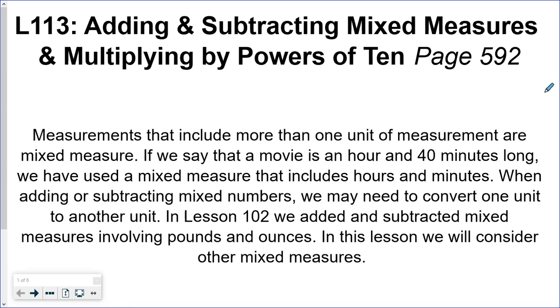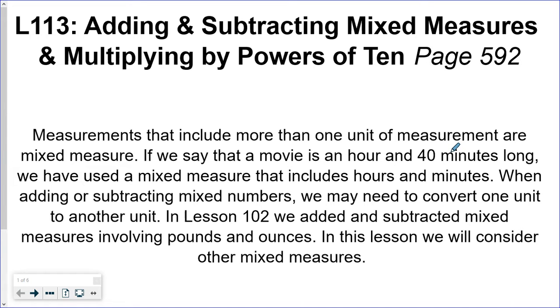Now, as we introduce this lesson, we're going to talk about what exactly is a mixed measurement or mixed measures. Measurements that include more than one unit of measurement are called mixed measures. An example of that: if we say that a movie is an hour and 40 minutes long, then we've used a mixed measurement because this tells us two different measurements. There's an hour and there's also a minute, okay?